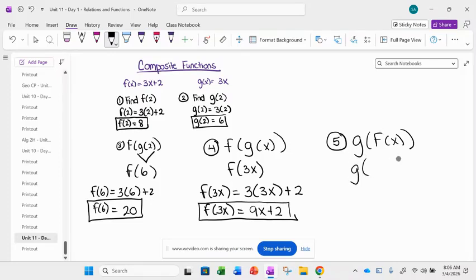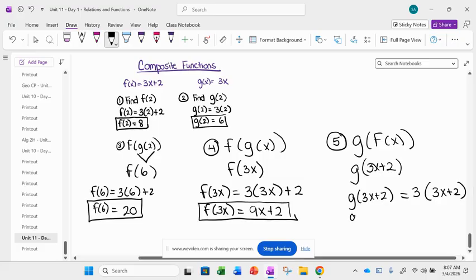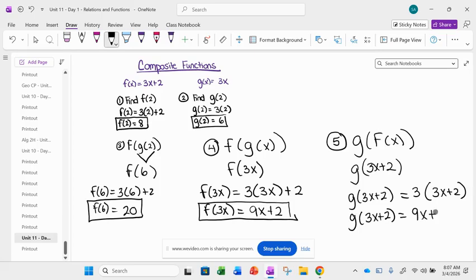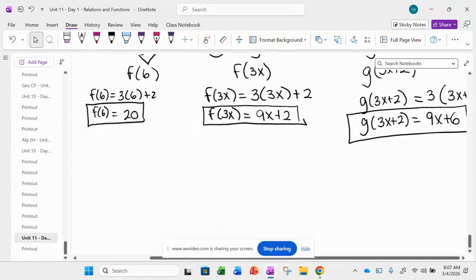So now this is saying f of x is 3x plus 2. Now we're finding g of f of x. So I'm finding g of 3x plus 2. So I'm going to go to our g of x function, and wherever I find an x in my g of x function, I'm plugging in a 3x plus 2. So g of 3x plus 2 is going to give us 9x plus 6. How many people got that? Perfect.